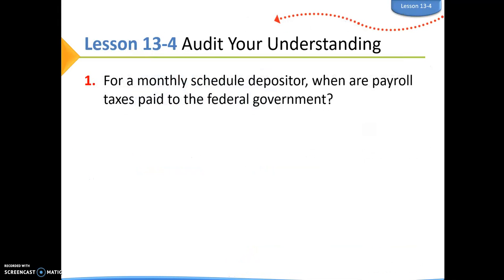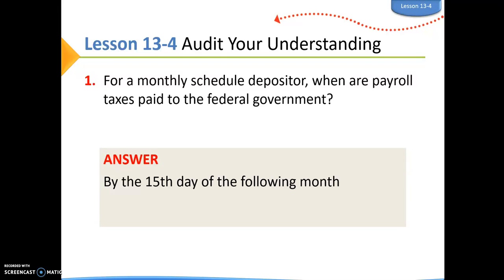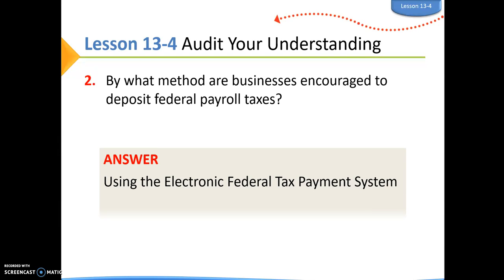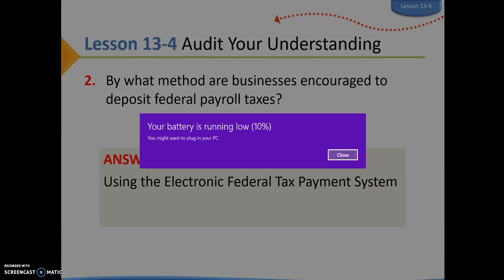For a monthly scheduled depositor, when are payroll taxes paid to the federal government? By the 15th day of the following month. By what method are businesses encouraged to deposit federal payroll taxes? Using the electronic federal tax payment system.